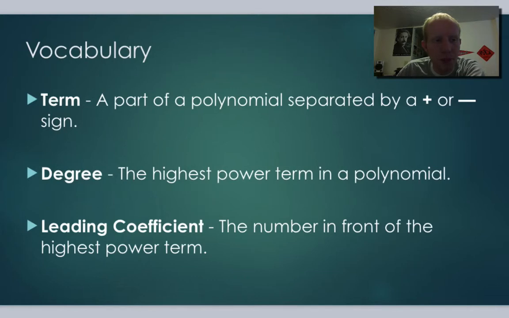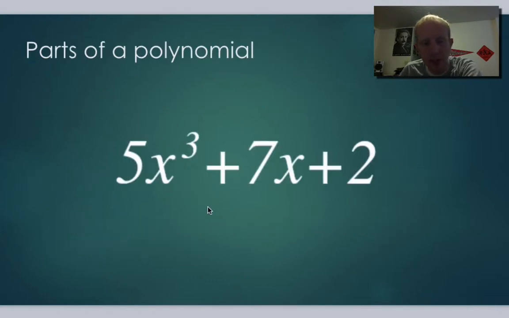Okay, let's go back to our previous example: 5x cubed plus 7x plus 2. Let's identify all the terms. Again, a term is anything separated by a plus or minus sign. So 5x cubed would be a term, 7x would be a term, and 2 would be a term. They're all separated by these plus signs. Now if we're trying to find the degree, we look for the highest power, and again, it's going to be this cubed right here.